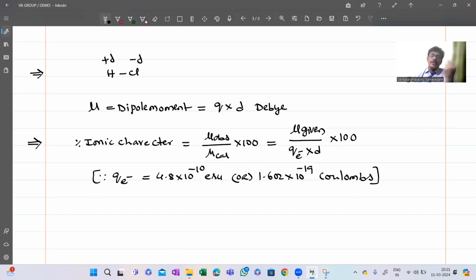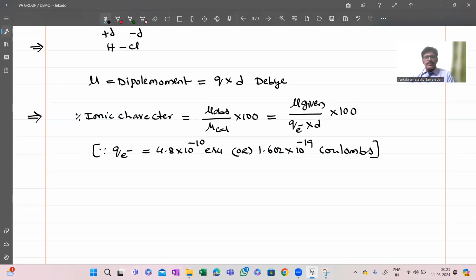That means I am expecting the charge on Cl minus to be about 1 electron charge, but I will not get that much. Why? Because it is partially polarized. That is why whenever we are taking the value of mu calculated, for 100% we have to use the charge of the electron only. Mu calculated, mu observed, they will give the value, then finally you can get the percentage of ionic character.